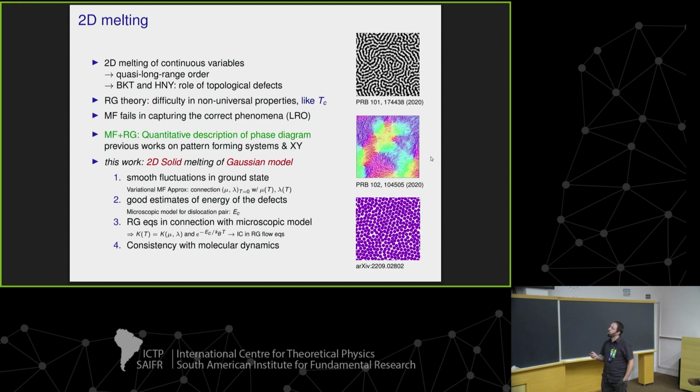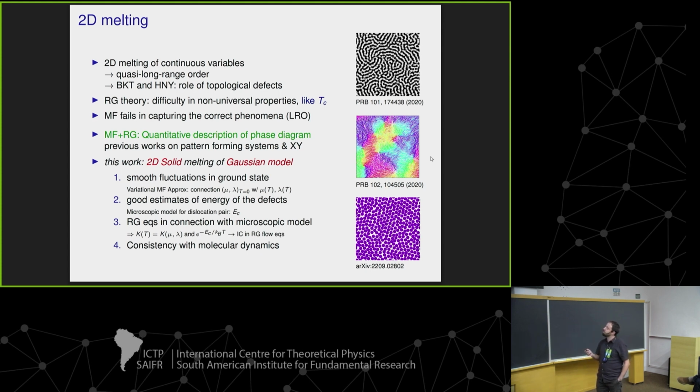So what we are trying to do is to combine mean field approximation with the renormalization group theory to give a quantitative description of the phase diagram without missing the correct nature of the low temperature phases. We have done this previously in pattern forming systems and in the XY model. And in this work, we are trying to describe the melting of the 2D solid phase of the Gaussian-core model.